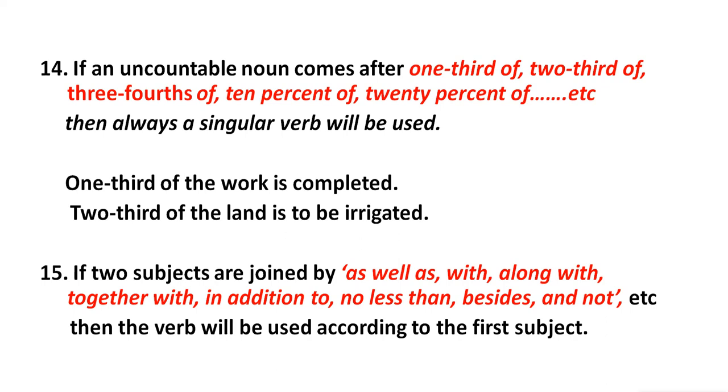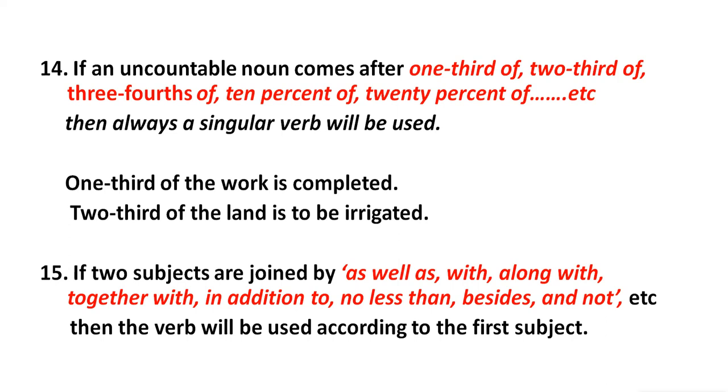Okay, 1/3 of the work is completed. Work is uncountable. 2/3 of the land is to be irrigated. Okay, is क्या है? सिंगुलर वर्ब है. ठीक है, are क्या है? प्लूरल वर्ब है. बट यहाँ पे क्या यूज कर रहे हैं हम? सिंगुलर वर्ब यूज कर रहे हैं. ठीक है, इस बात का विशेष ध्यान रखिएगा.